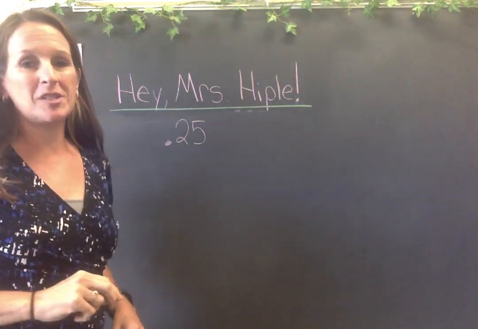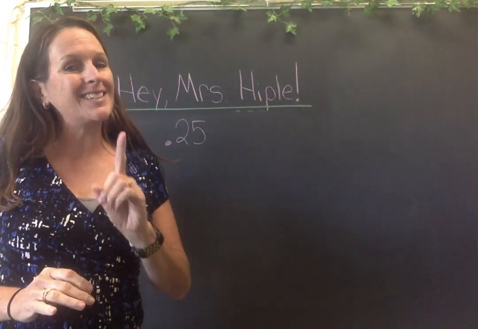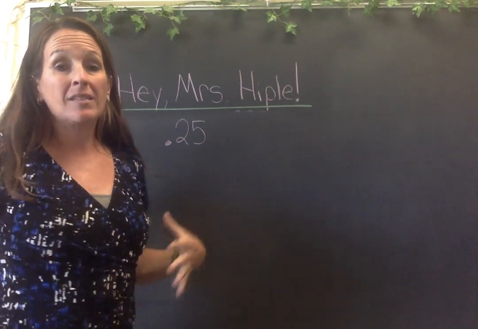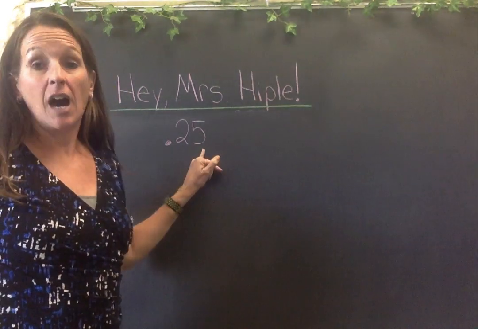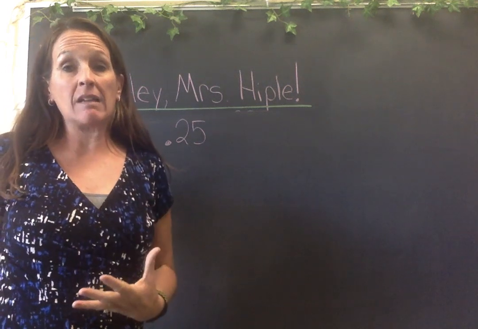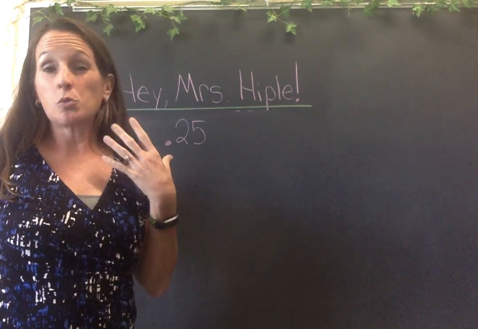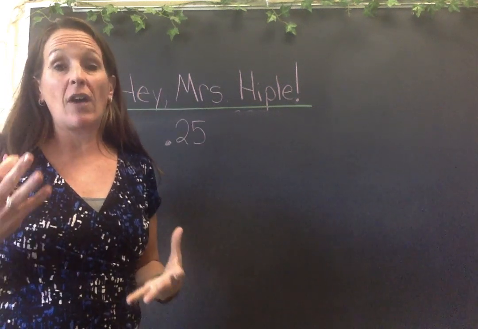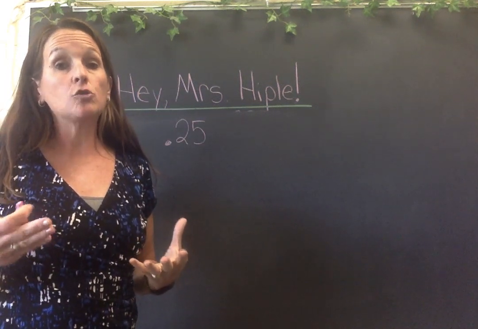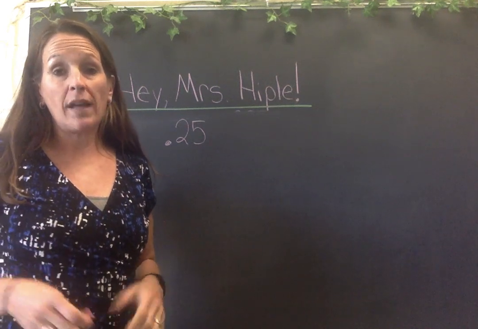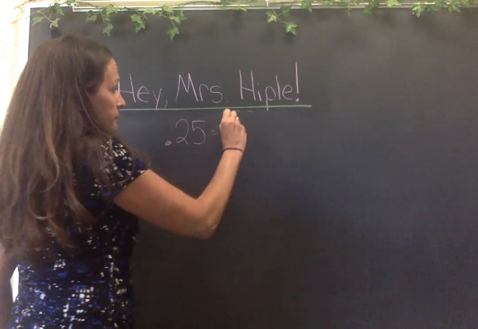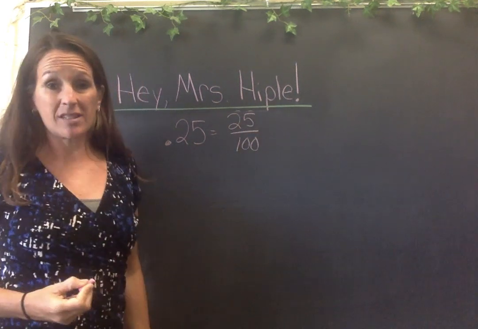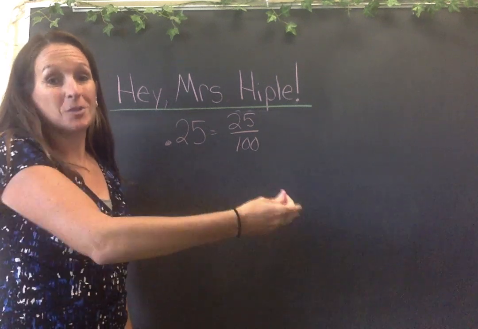Some of you will be tempted to say, that's 0.25, but not quite so fast. You are in middle school now. You have to read this the right way. This is actually 25 hundredths, and so when I'm converting that decimal to a fraction, I think 25 hundredths, and then I flip my brain into fraction mode, and I think, okay, if I had to write 25 hundredths as a fraction, what would that look like? It would look like this. 25 hundredths.